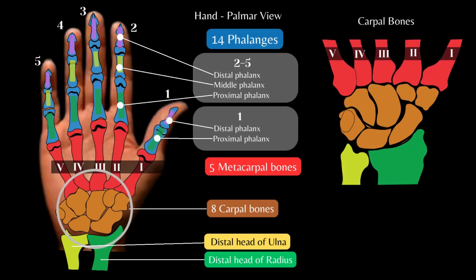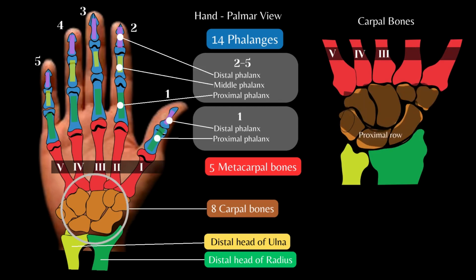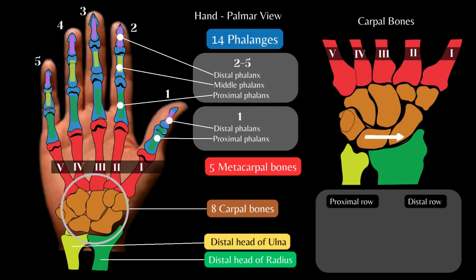The carpals. They are arranged into 2 rows. A proximal row and a distal row. In the proximal row, going from the medial to the lateral direction, first is the pisiform bone. The second, the triquetrum bone. Third, we have the lunate. And the fourth, the scaphoid.